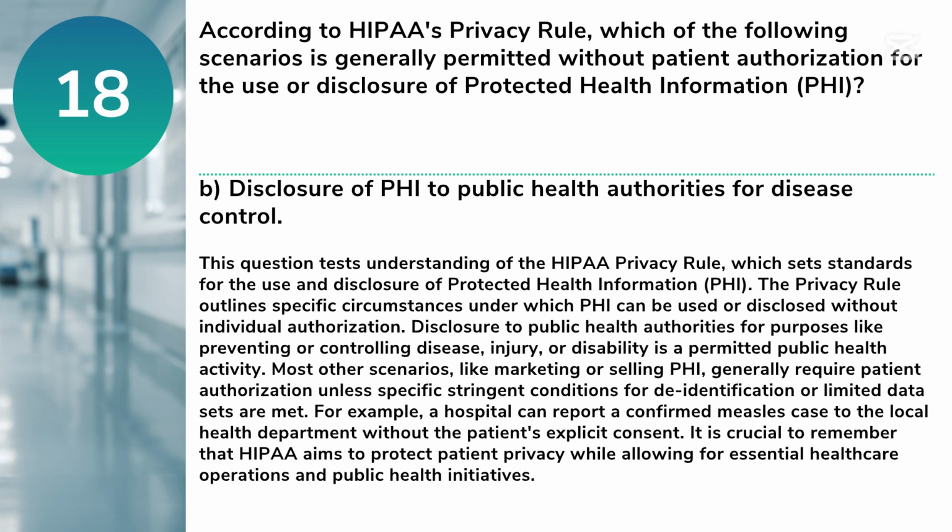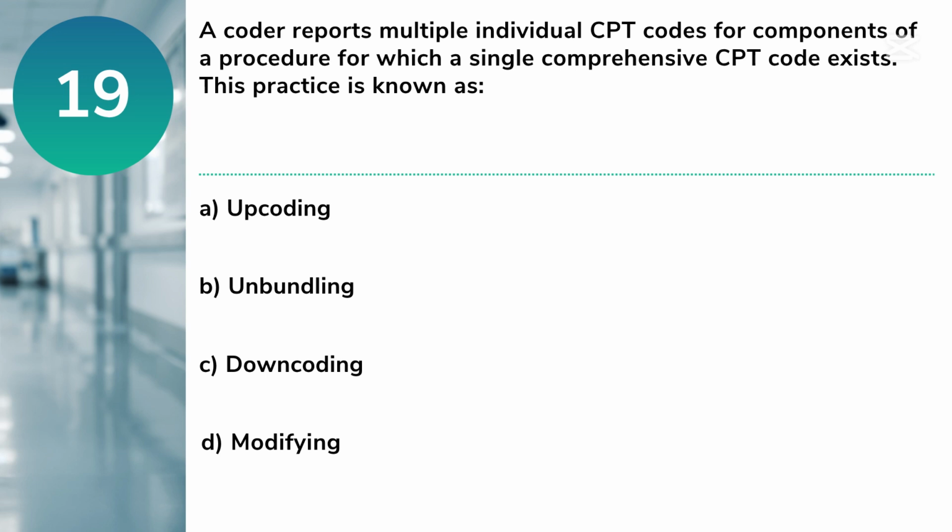health initiatives. Question 19. A coder reports multiple individual CPT codes for components of a procedure for which a single comprehensive CPT code exists. This practice is known as A. Upcoding. B. Unbundling. C. Downcoding. D. Modifying.